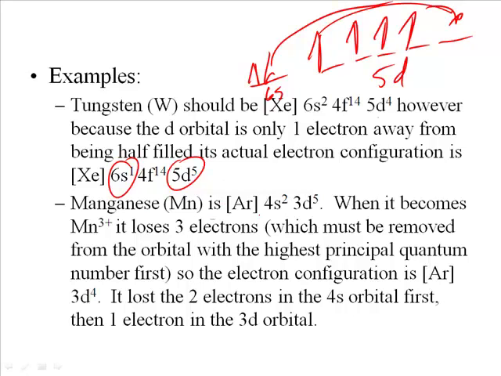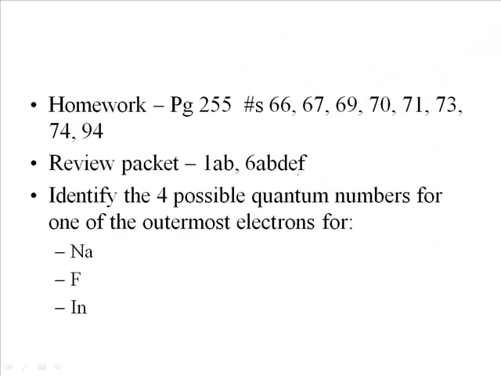Okay, manganese. So that's an example of not an ion, of just those 6 exceptions. Manganese normally is 4s2, 3d5. When it loses 3 electrons, it loses these 2 first, and then one of these to make it just 3d4. Okay, so those are gone.